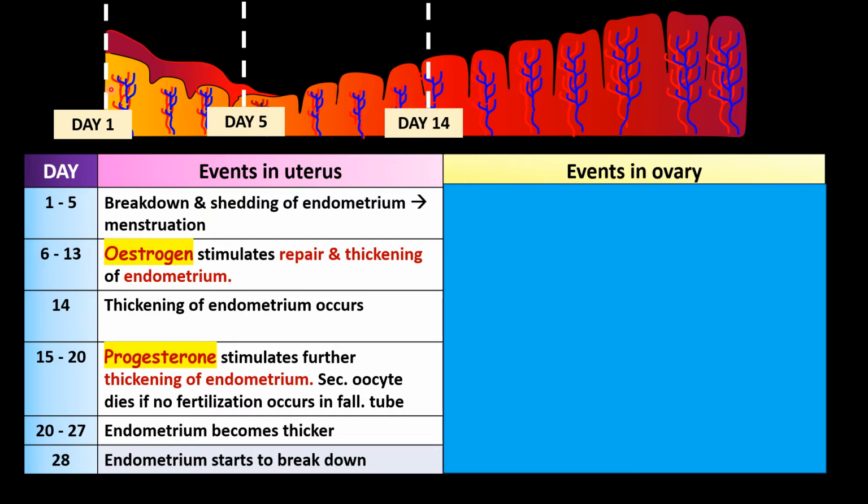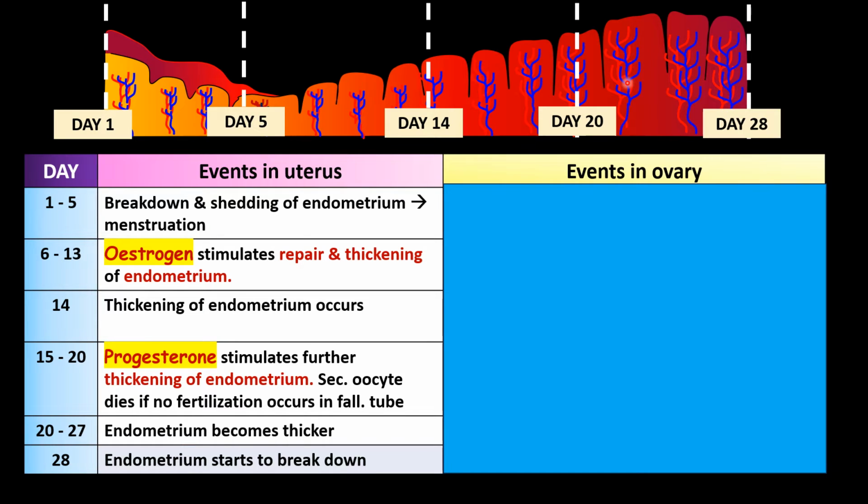Then, from day 6 to day 14, or day 13, estrogen will stimulate the repair and thickening of the endometrium. The hormone estrogen will stimulate the repair and thickening of the endometrium. And then from day 15 onwards, progesterone starts to be produced. So from day 15 to day 28, the endometrium will continue to thicken, and become rich with blood vessels inside due to the stimulation by progesterone, which is another hormone.